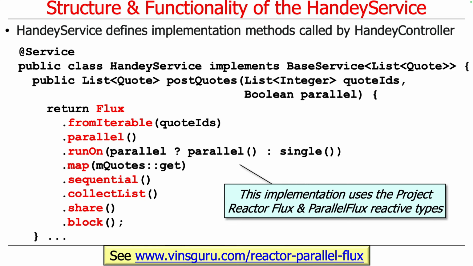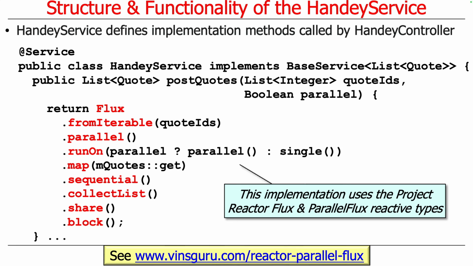But in a nutshell, we take the quote IDs list, we turn it into something that's called a flux. Then we turn that flux into a parallel flux. And then depending on the parameter here, parallel, we either run this in a pool of threads or in a single thread. If the parallel parameter is true, then we run it in a pool of threads. Otherwise, we run it in a single thread. We then go ahead and look up every one of the elements by their ID in the list. We convert that back into a sequential result, collect it into a list, and then call the block method. And the block converts this from a reactive type back into a classic Java type. So we end up with a list of quote objects that will come back from that.